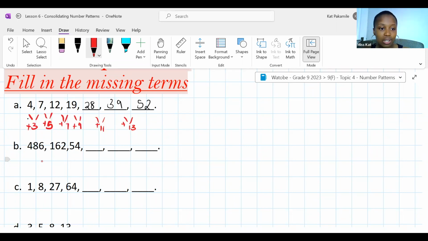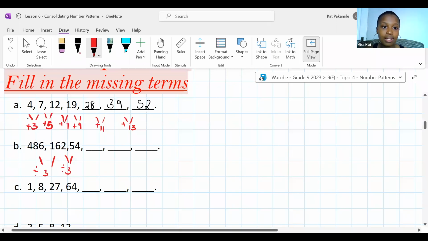Spongobushe agrees. So to go from 486 to 162, we divide it by 3. Similarly, thank you, Chichi. We divide by 3. So then, what are my next 3 terms?